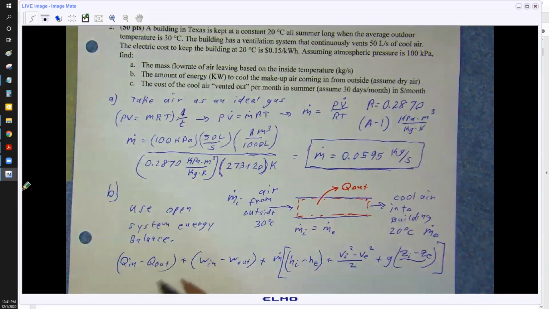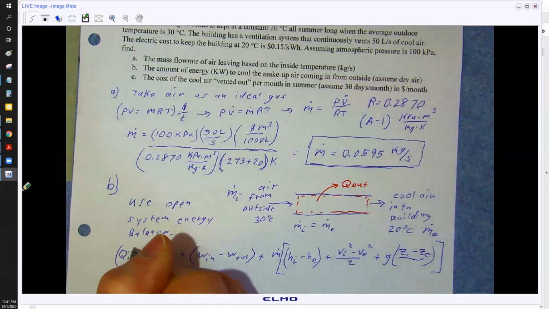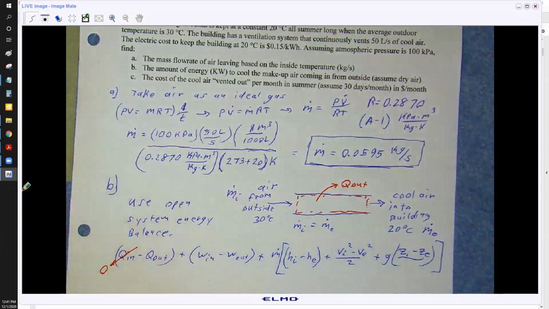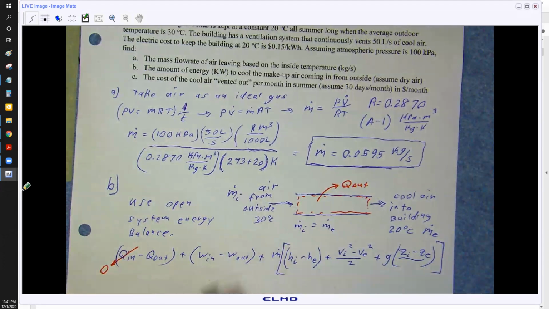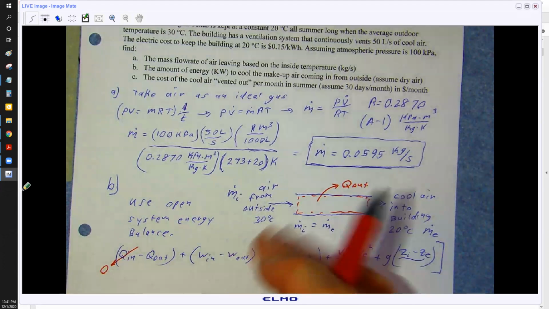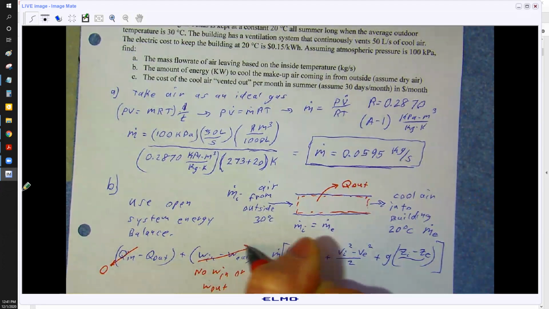All right, so what do I have? First of all, if I look at what I drew, I definitely have heat leaving the air from my control volume. But I have no heat going into the control volume, so that's 0. I don't have any work in or out of this control volume. I'm doing some kind of cooling. It's probably just a heat transfer, so there's no work in or out. So this whole term is 0.